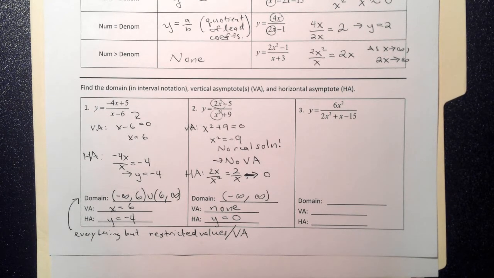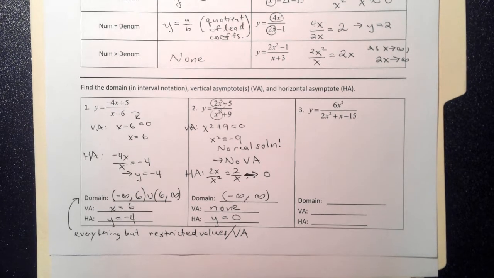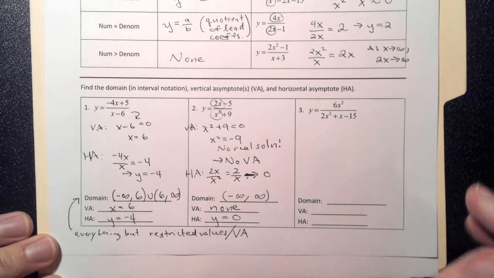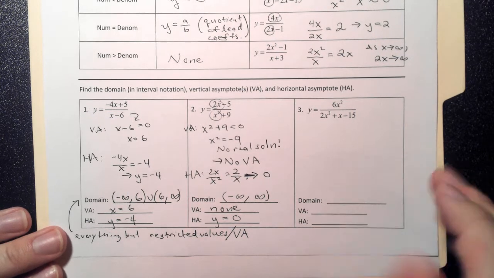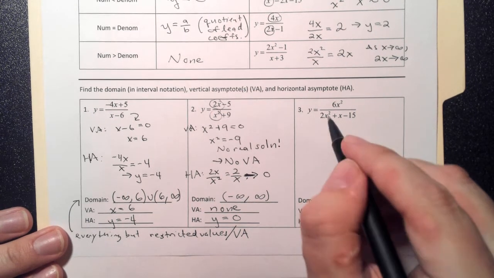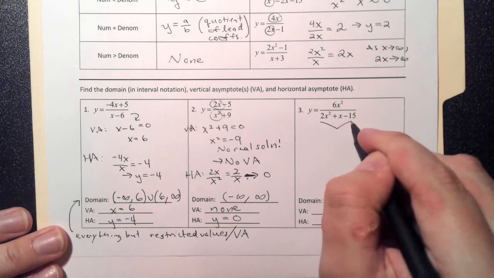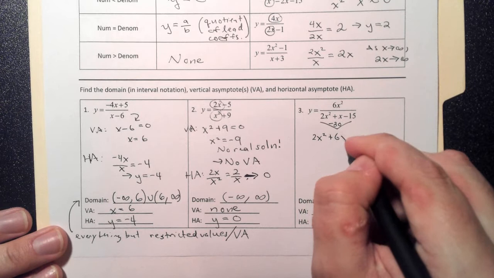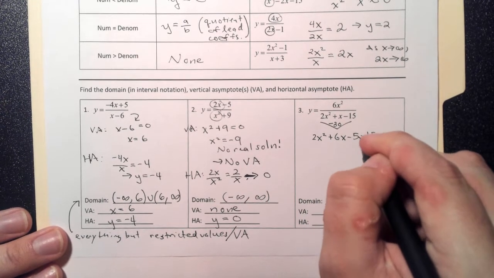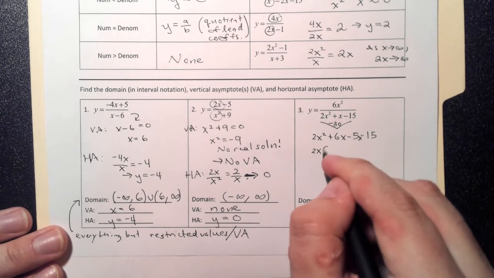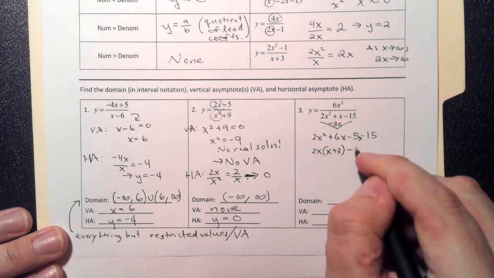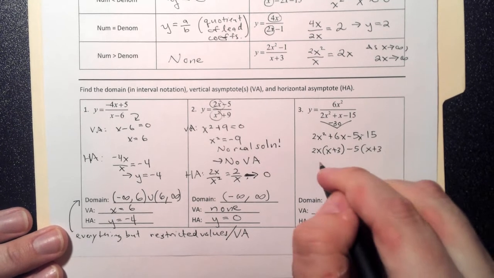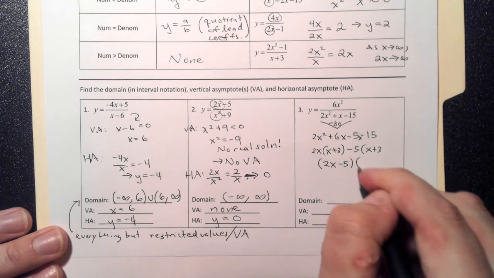All right. One more here. y equals 6x squared over 2x squared plus x minus 15. If I want to figure out the domain, I need to factor that denominator and find its zeros. So if I want to factor this, I need factors of negative 30 that add up to 1. Those are plus 6 and minus 5. I can factor this, 2x times x plus 3 minus 5 times x plus 3. So I can see my factors are 2x minus 5 and x plus 3.